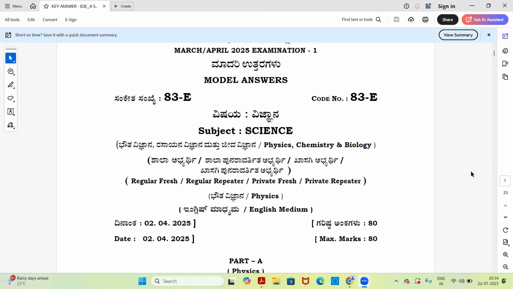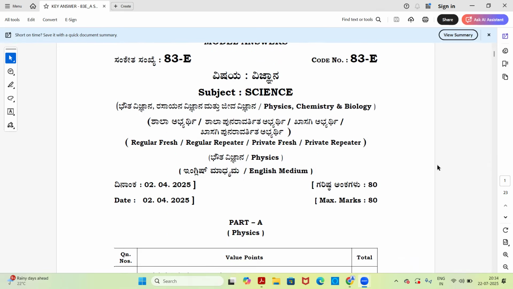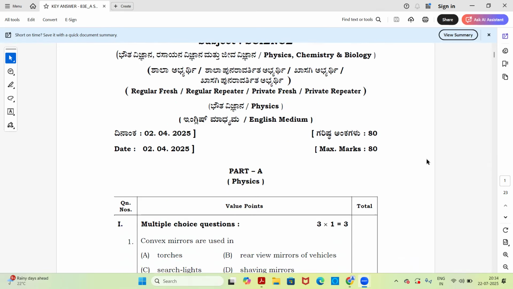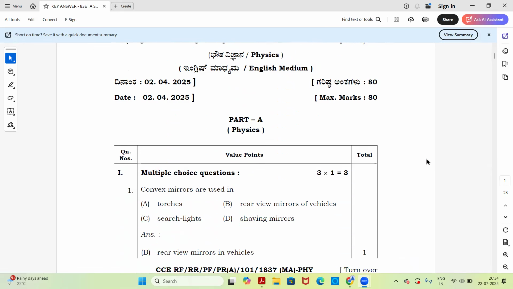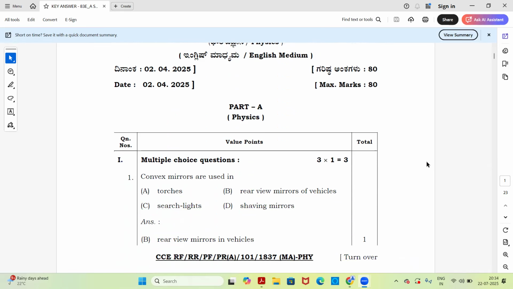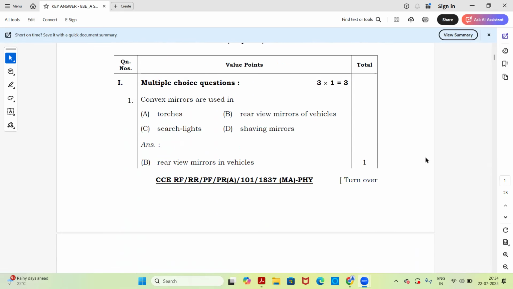Okay, so now let's quickly get started with our science paper here. This paper has three parts: part A, physics; part B, chemistry; and part C, biology. So let's go through the question paper now.